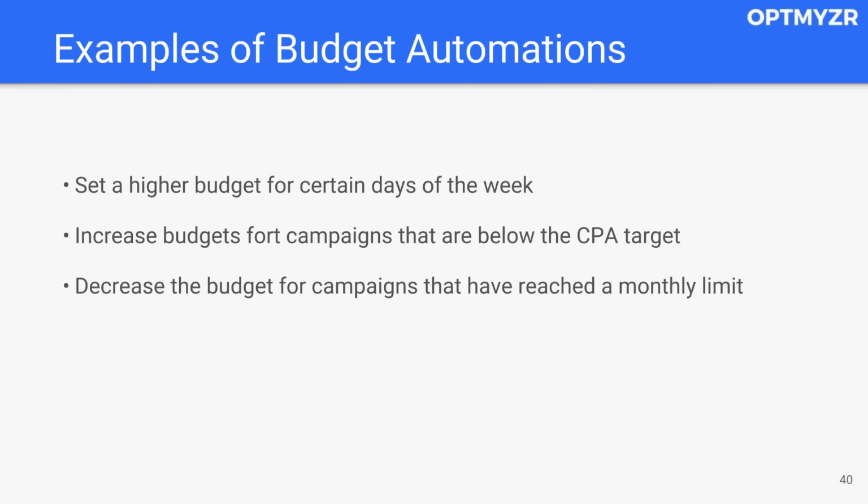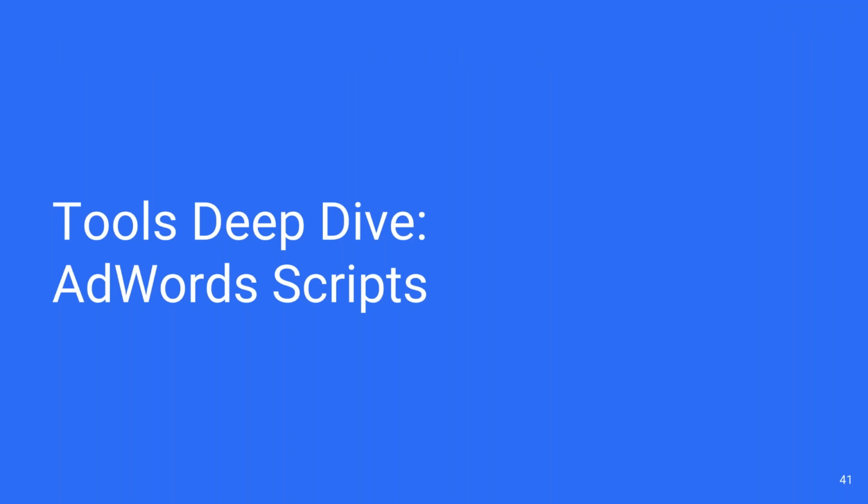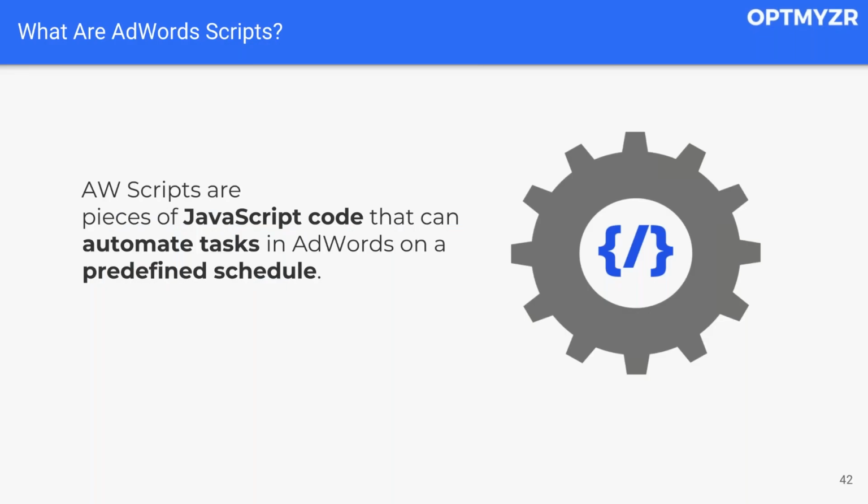You can also set higher budgets for days of the week that you really like, or turn off budgets for days of the week. You can obviously also do some of this through the day part bid adjustments, and then some other automations there. But let's go and take a look at AdWords scripts, right? So these are really powerful for optimization. Now, AdWords scripts are based on JavaScript, and they can automate tasks in AdWords on a schedule that you define. They can run as often as hourly.